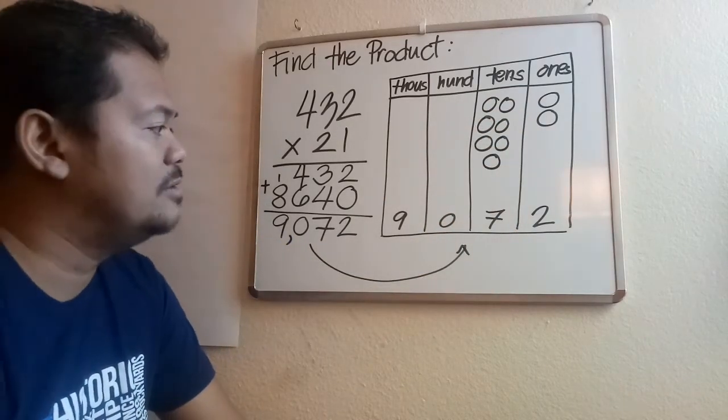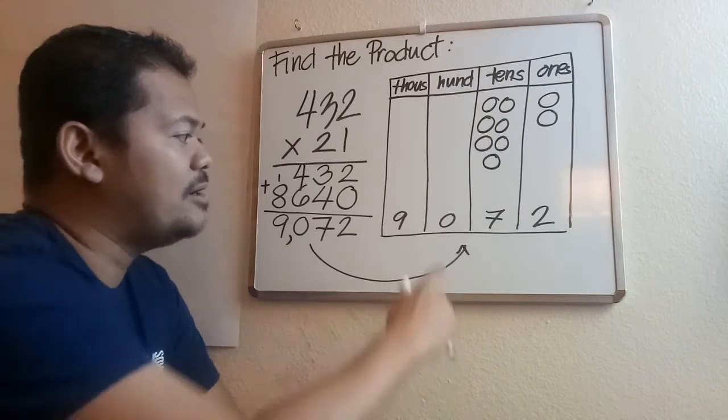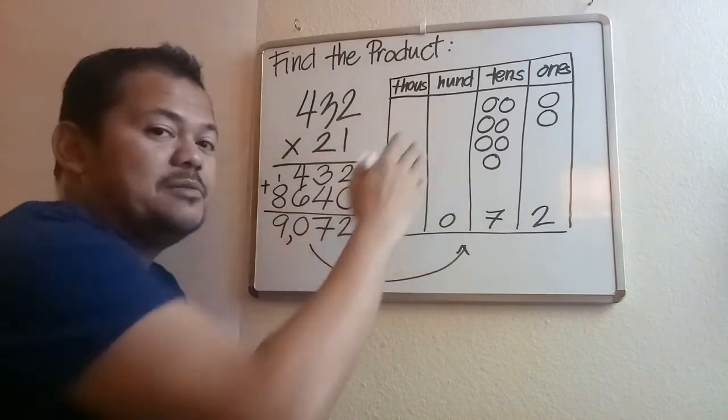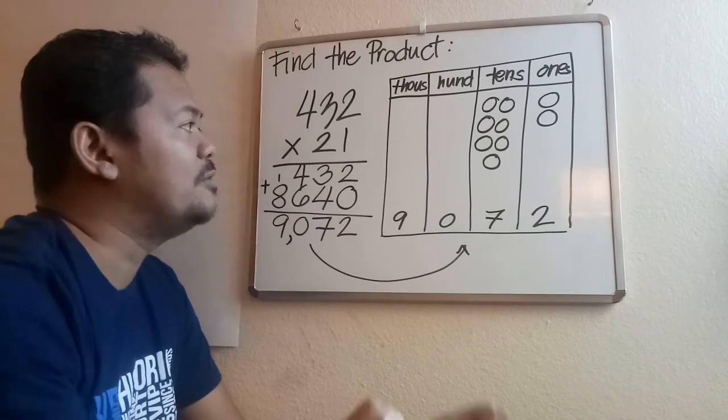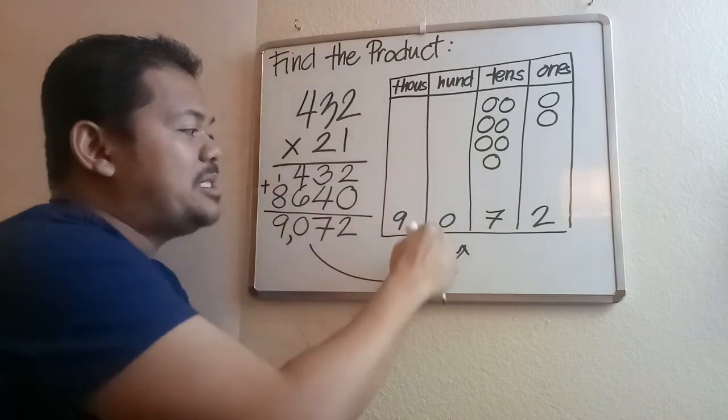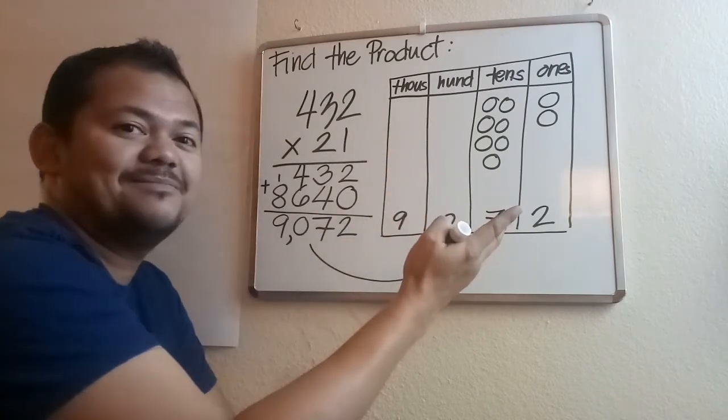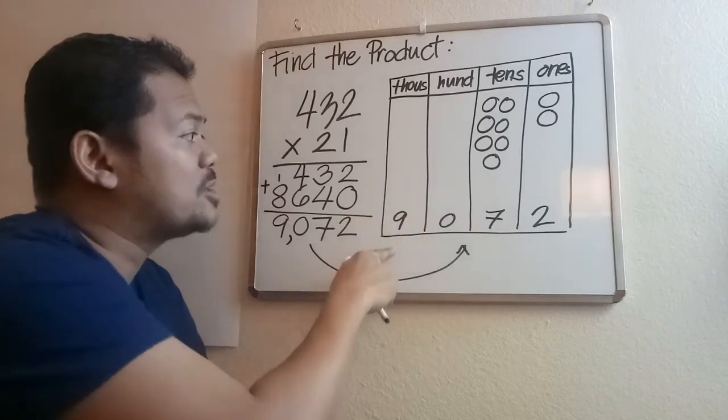Alright. So, for hundreds, we got here 0. Are we going to write here? No. Okay? We don't need to write anything here because it's 0. So nothing. Okay? Let's proceed with your thousands.